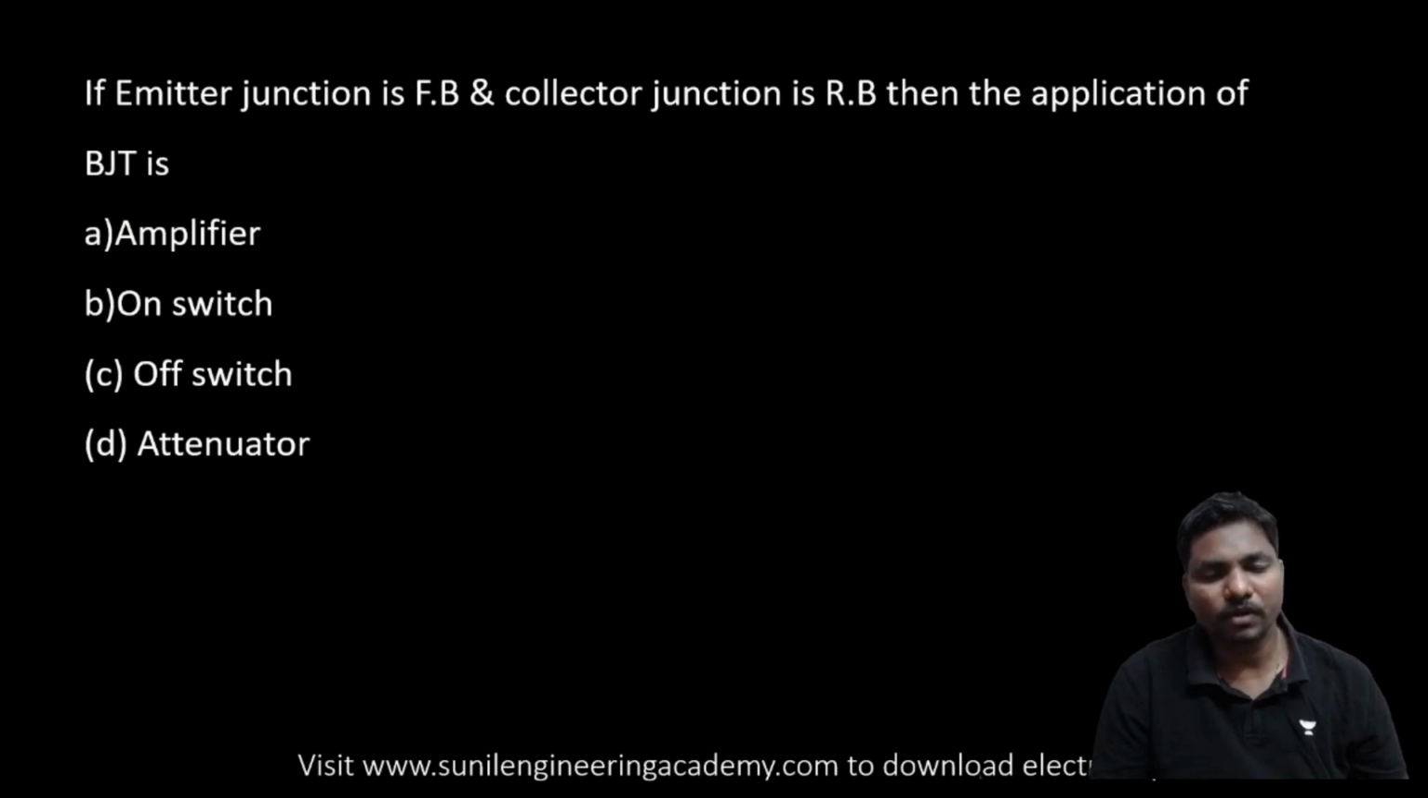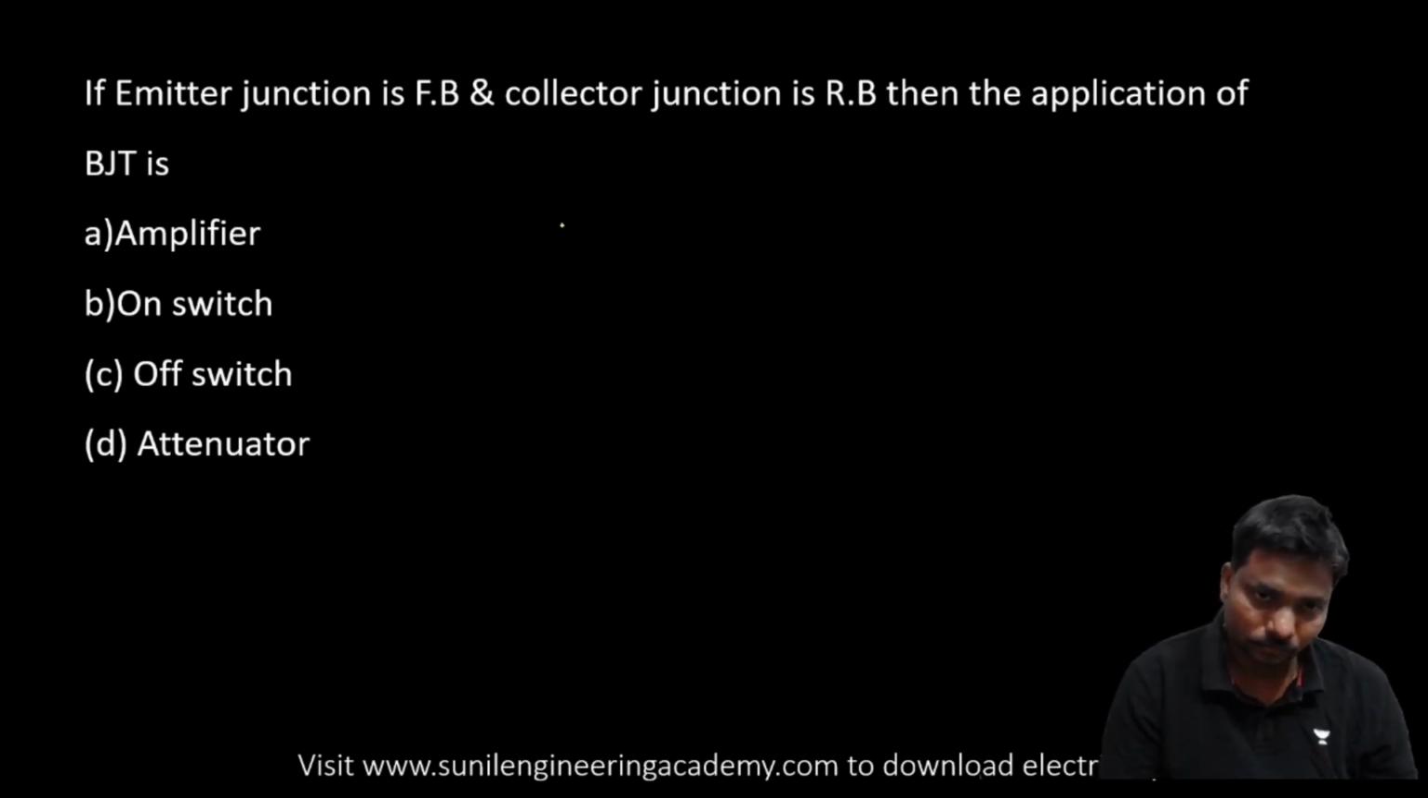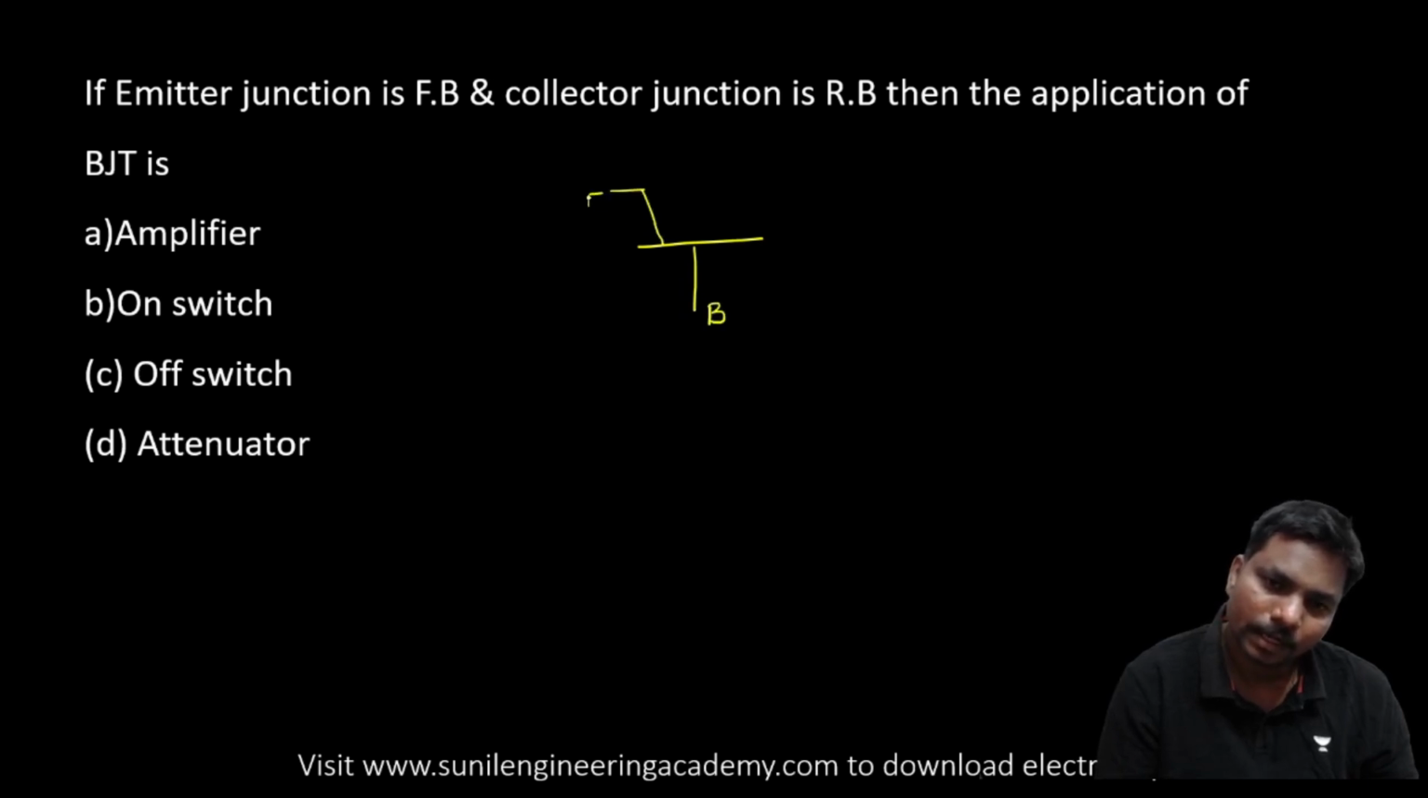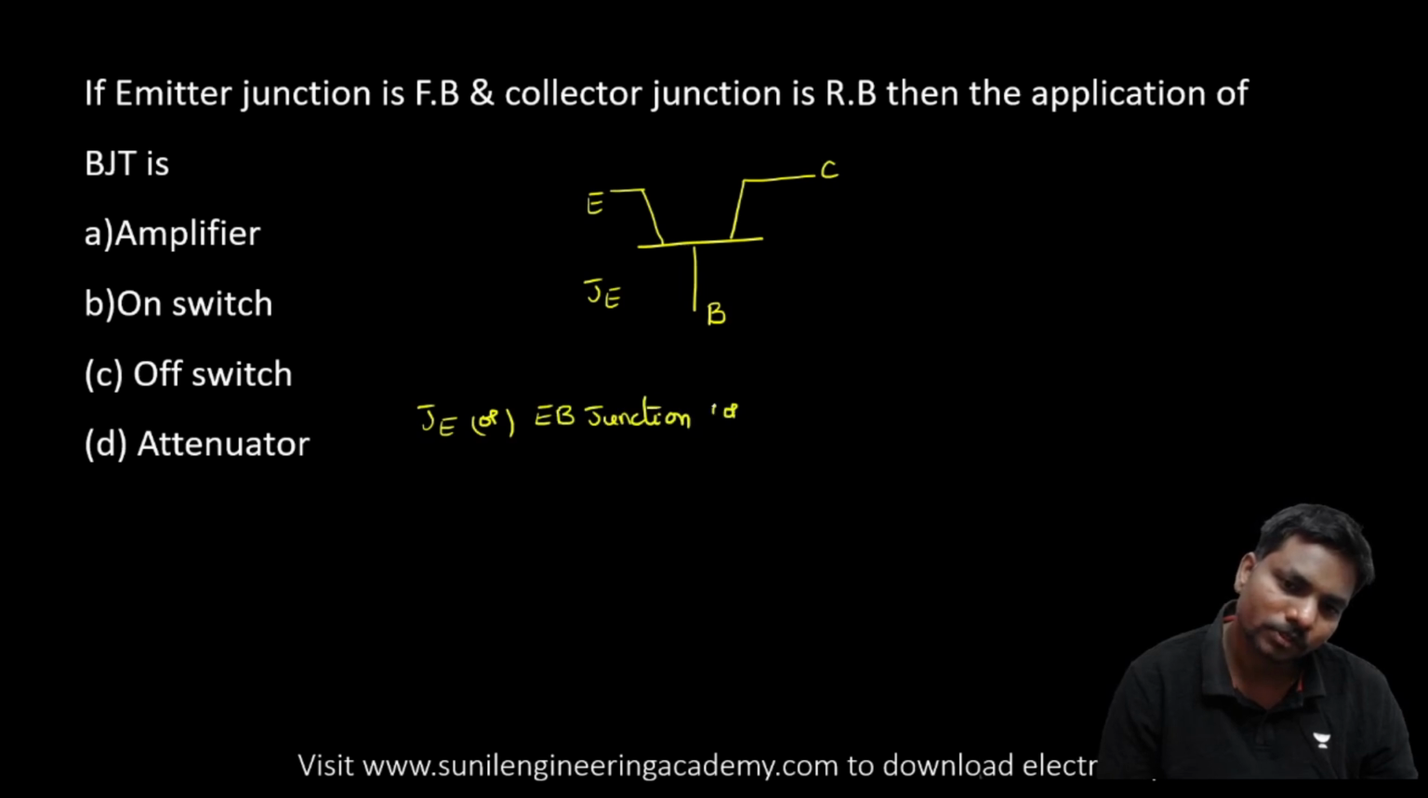If emitter junction is forward biased and collector junction is reverse biased, then the application of BJT is dash. This type of question is very important, guys. Here, what is the emitter junction? If you consider the base, emitter, collector, this EB junction is also called JE. JE or EB junction, both are the same. Or you can also say emitter junction.